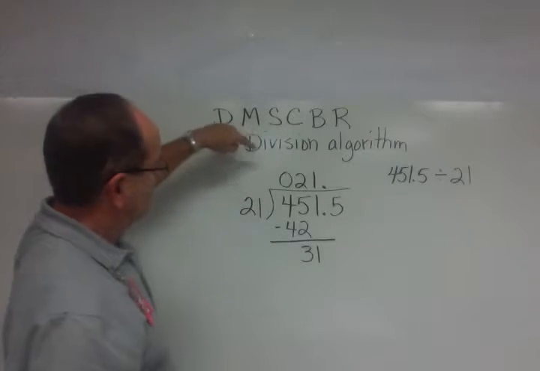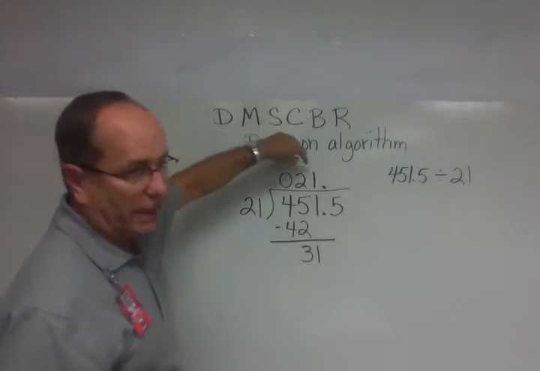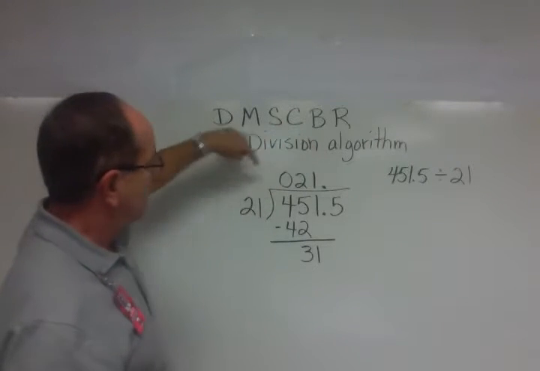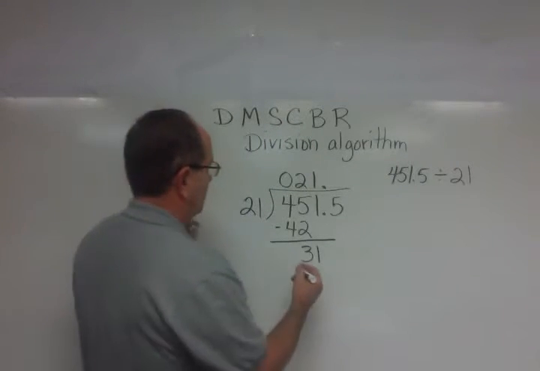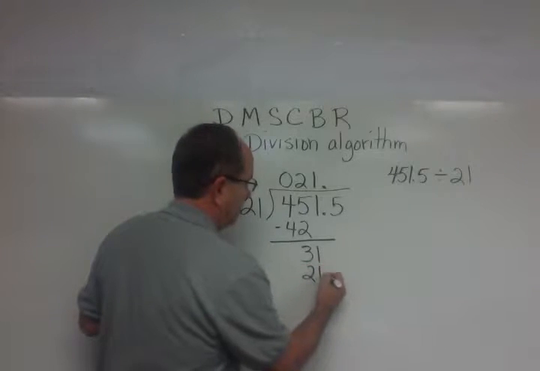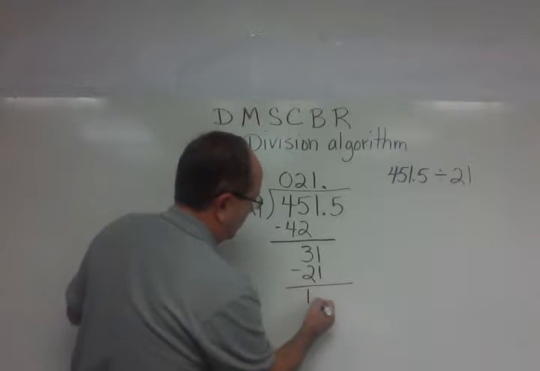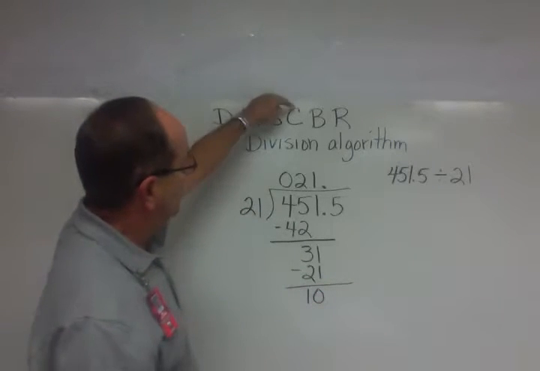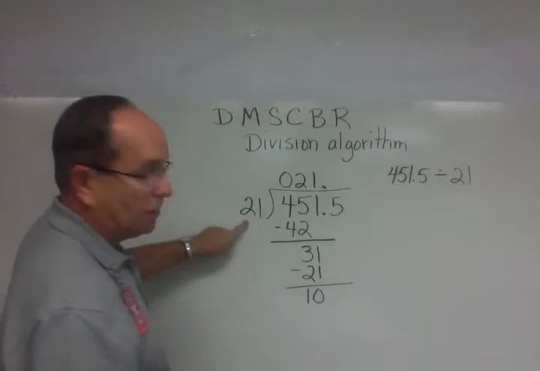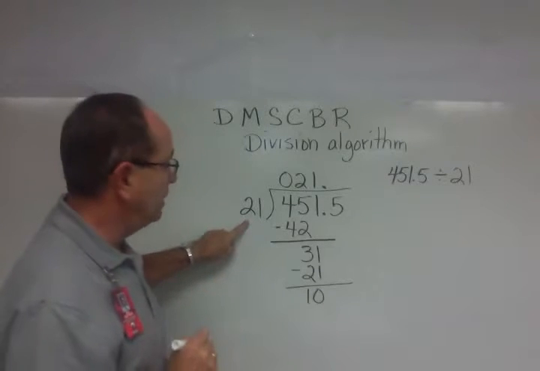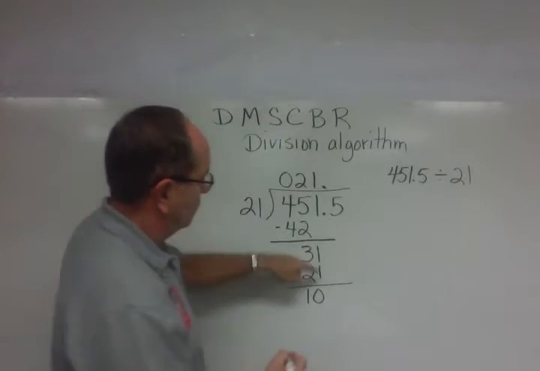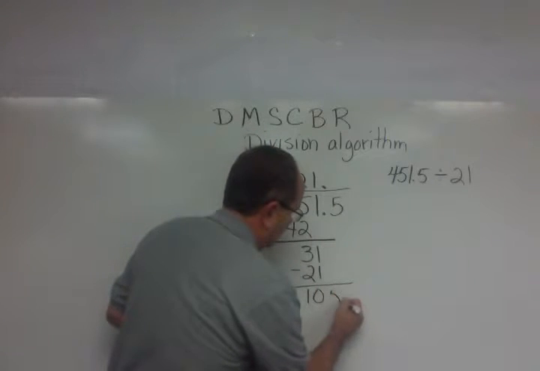So 1, here's our second step again. 1, not 21, just the 1, times 21 over here makes 21. Third step was subtract them. So I have 10 as a difference. Next step is check. Is 10 smaller than 21? Yep, we're good. So then my next step is bring down. I have a 5 here to bring down.